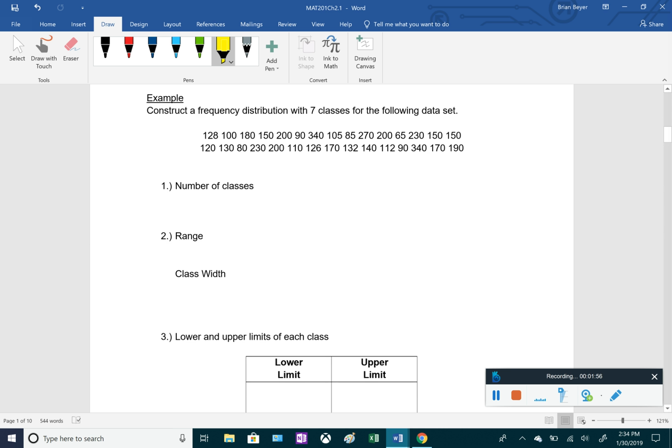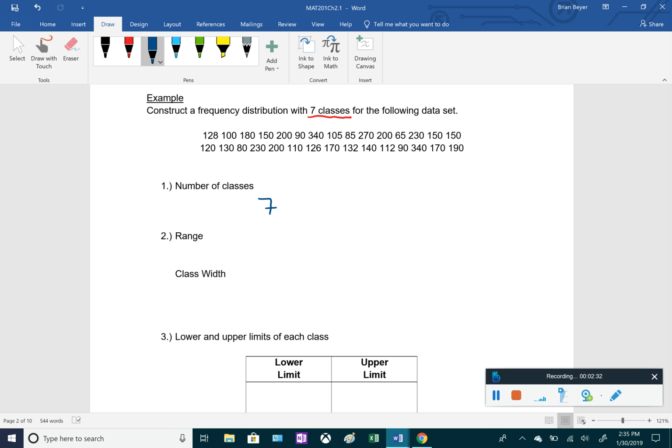Let's construct a frequency distribution with 7 classes with the following data set. We have all these numbers, all these data entries, whatever they happen to represent. I just put the steps from the previous page to let us know what we're going to be doing. First, for the number of classes, the number of classes is just 7. That's just given to us. So we're going to have 7 different equally sized intervals based on that data.